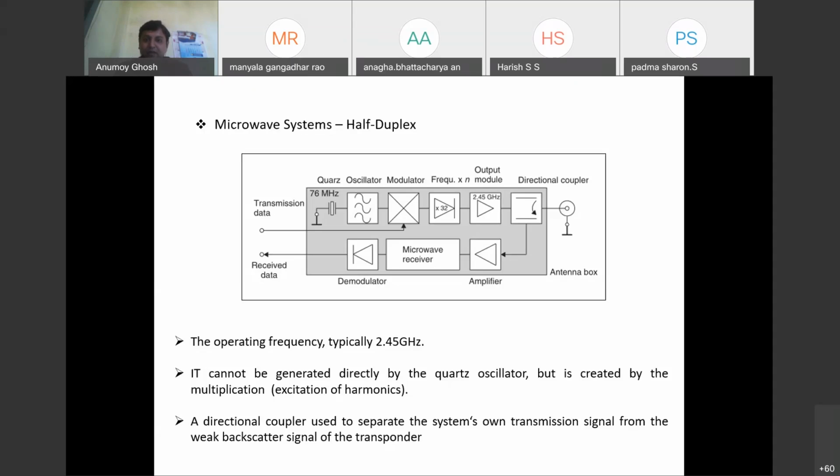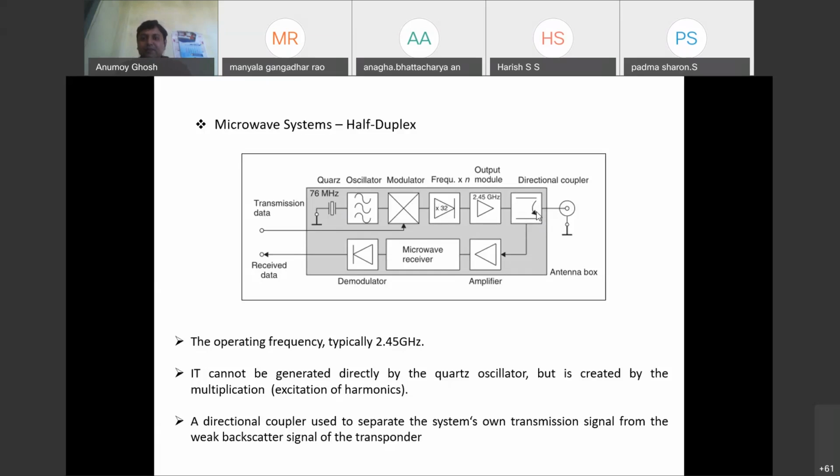Now the modulated signal is of 76 megahertz frequency, but I need 2.45 gigahertz. So what I will do is use a frequency multiplier to up convert it to 2.45 gigahertz. I'll amplify it and feed it to a directional coupler. Now a directional coupler has two output ports. One port will be used for sending the signal from the reader to the tag, and one port will be used for receiving the signal from the tag to the reader.